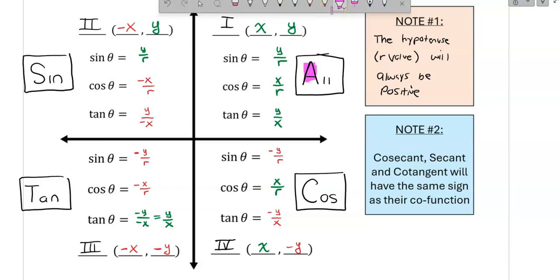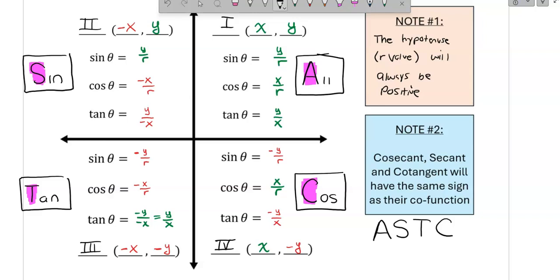Now, I'm highlighting the letters and wrote them really big to help us quickly remember which quadrants have what positive values. Now, you'll notice I'm not mentioning the cofunctions or the reciprocal functions because they always will have the same signs as their counterparts. So if you just focus on sine, cosine, and tangent, that's ultimately all we need to know. So I like to remember this: ASTC for the quadrants: all, sine, tangent, and cosine.